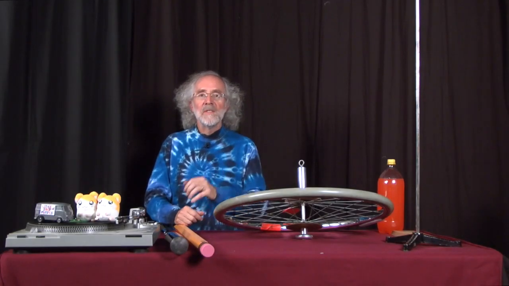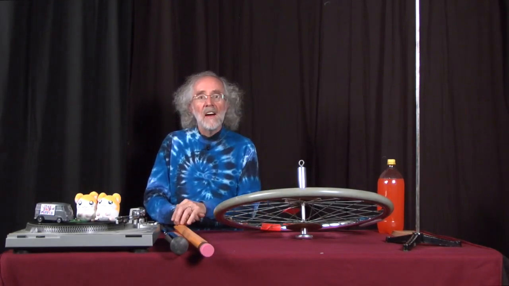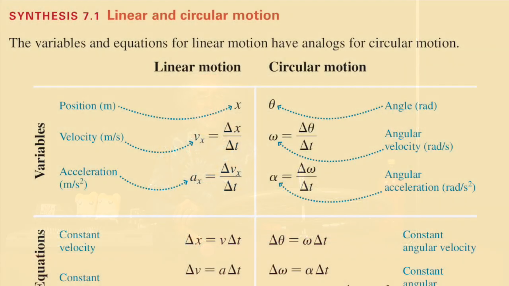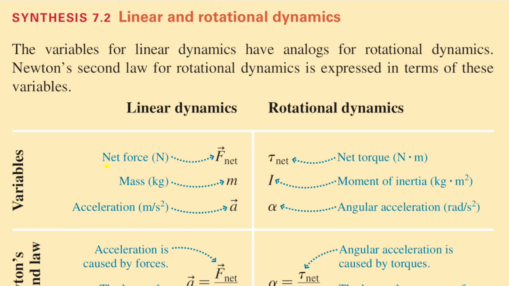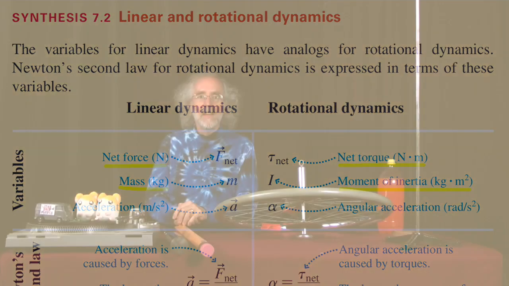So we've seen that all of the linear motion variables that we have their analogs in rotational motion. We have position, angular position, velocity, angular velocity, acceleration, angular acceleration, and we have analogs for the other quantities as well. Force has its analog in torque. Mass has its analog in moment of inertia.